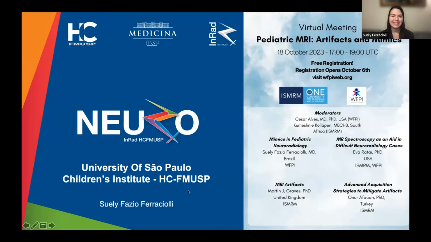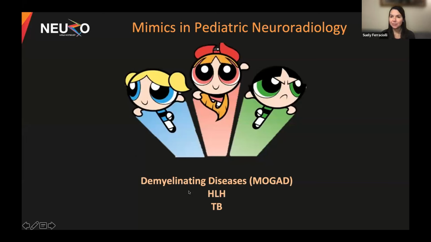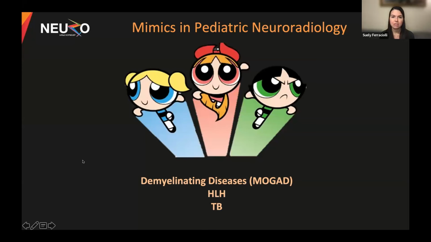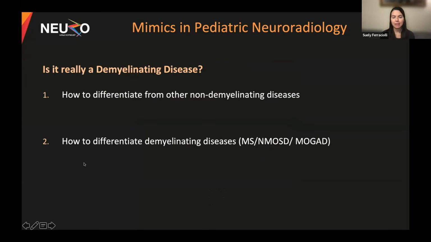My name is Ferraciolli, and I'm going to talk about mimics in pediatric neuroradiology. For this lecture, I was thinking, which are the most incredible diseases that may mimic pretty much everything. So I thought about the demyelinating diseases, especially MOGAD, that we need to keep in our pocket for differential diagnosis. Also HLH, which is hemophagocytic lymphohistiocytosis, and also tuberculosis. These three diseases have so many different imaging aspects, and I think we should see these cases and keep them in our minds so we can use them later. When we see a different or hard case in our everyday life, we need to think about these three differential diagnoses. The first one that I'm going to talk about is the demyelinating diseases.